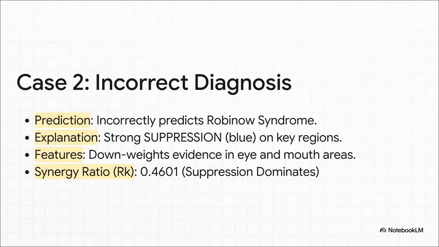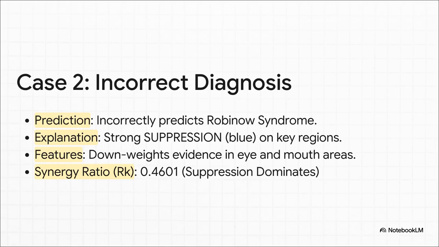Okay, get this. Here's a misdiagnosis. The AI looks at a patient who does have CDLS, but it predicts something else entirely. MultiSHAP shows us exactly why. The heat map is now covered in these blue boxes, showing strong suppression right over critical facial features, like the eyes and the mouth. The AI is literally downplaying or even ignoring the most important evidence.